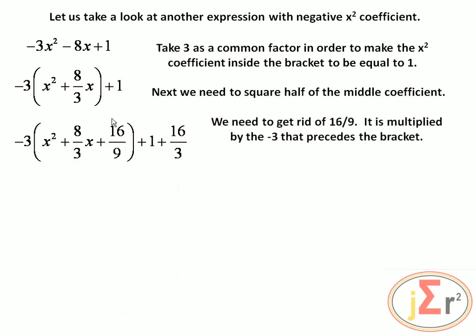Now, this 16 over 9 has no representation above. Therefore, we need to make an adjustment. However, this 16 over 9 is multiplied by that negative 3 that we have right there. So the 3 will cancel with the 9. We have a negative, because it's a negative 3, a negative 16 over 3. So to make our adjustment, we need to get rid of that negative 16 over 3, and that we do by adding 16 over 3.